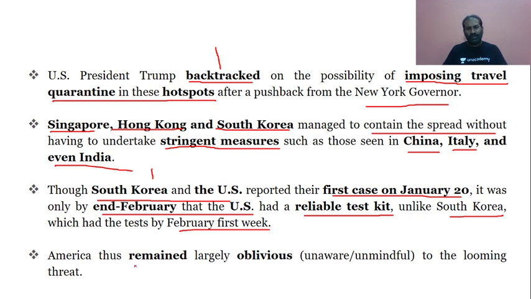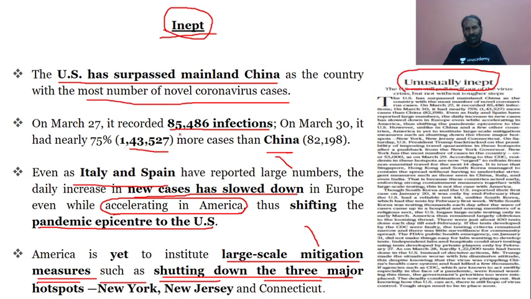And America thus remained largely oblivious, that is, unaware or unmindful of the looming threat, because it did not feel that it is important to think about what is happening in a different country. No, we have to learn, or understand the implications of what is being experienced in one state or one country, and then get a better awareness and get well prepared. But that was not happening in America, and that is definitely causing a lot. That is what we are talking about.